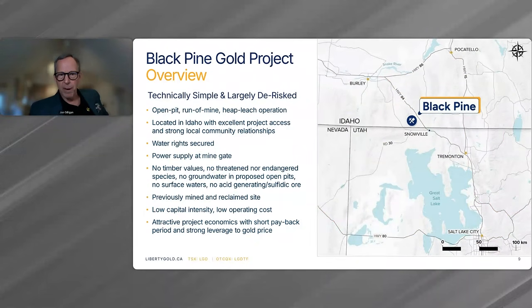So where is Black Pine? As I said, it's right on the Idaho border, just on the north end of the shores of the Great Salt Lake. There was a shoreline literally opposite the deposit about 10,000 years ago. That's been retreating as the area has been desiccating. So this is a dry, arid region. We have no surface water around Black Pine, so no streams, no lakes. That means no aquatic species, a major issue that is faced in many other areas. We don't face that issue.